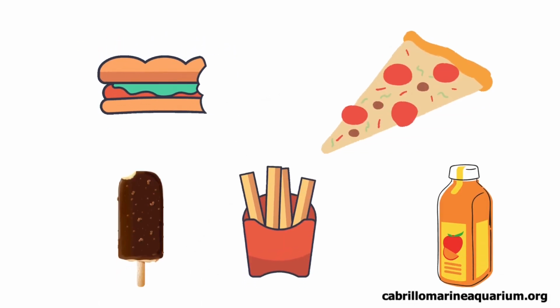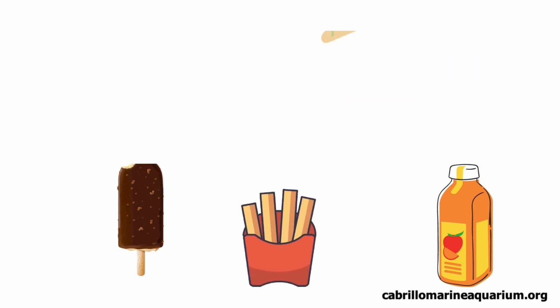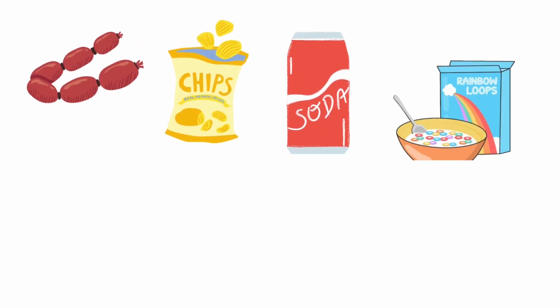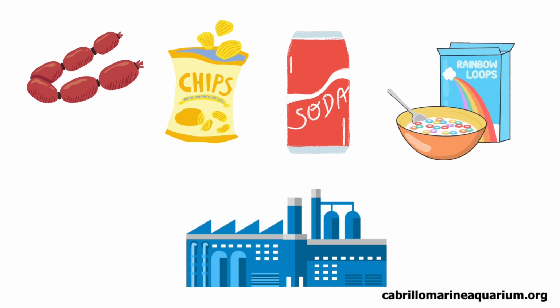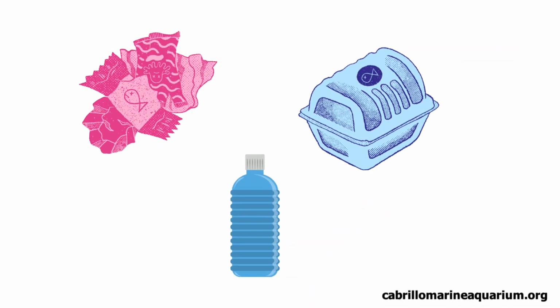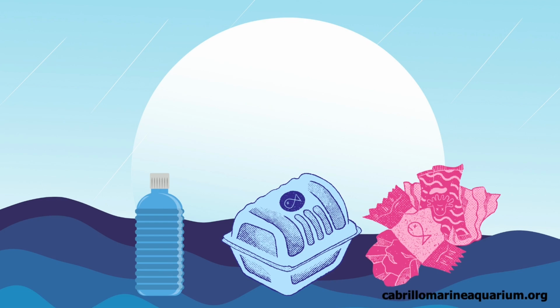How about processed food? Examples of heavily processed food include chips, crackers, and soda. These types of foods require a production process that uses large amounts of energy. The plastic packaging from processed foods ends up in a landfill and unfortunately sometimes also into the ocean.